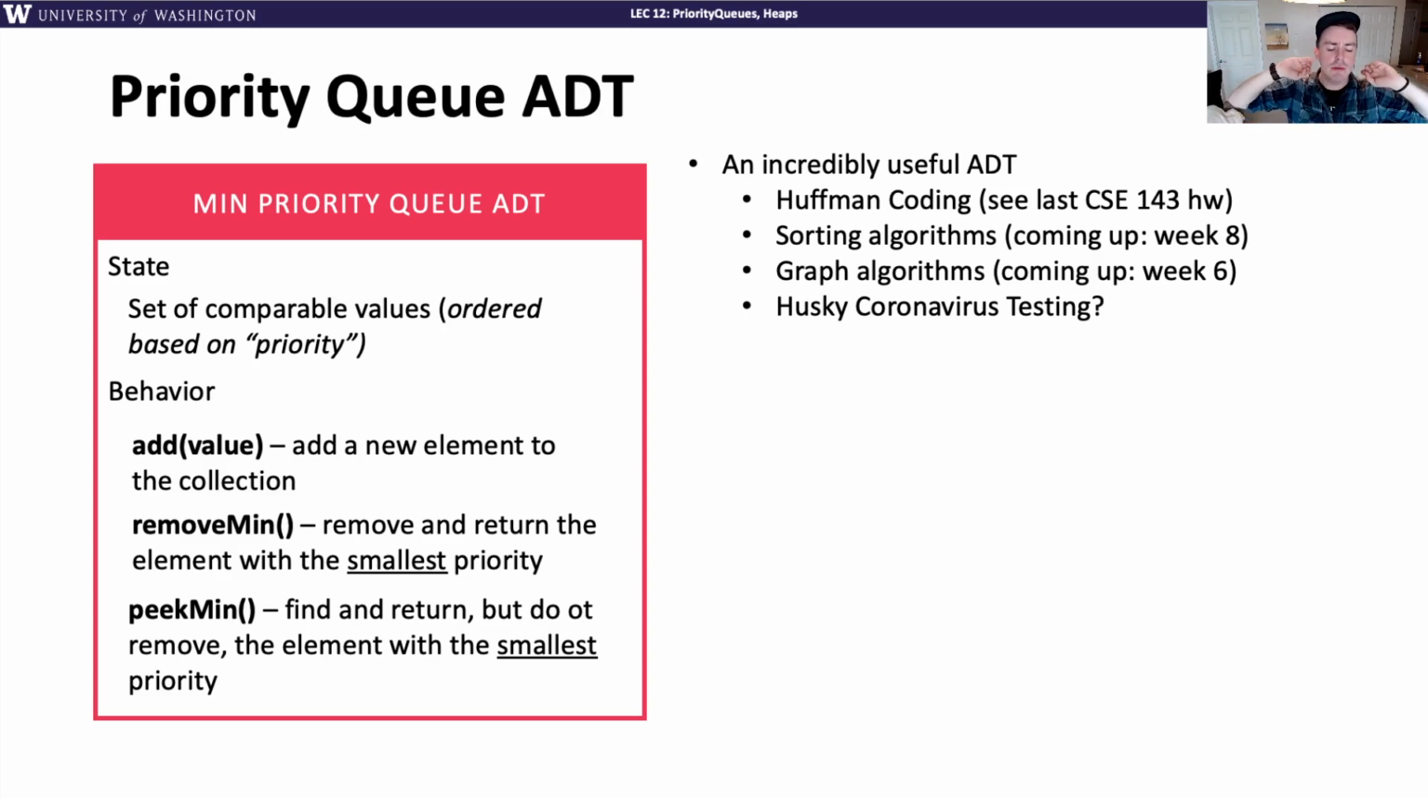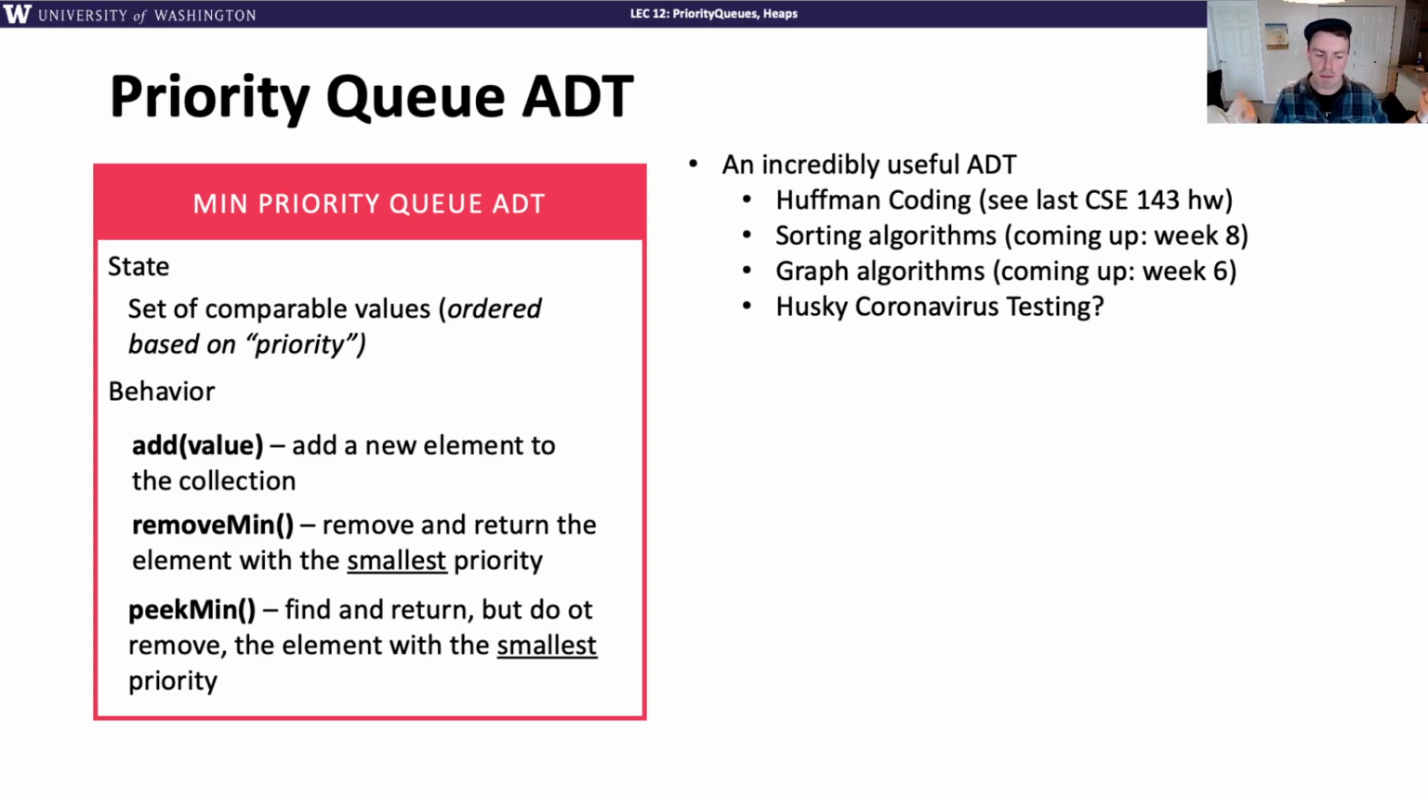This ADT is used all over the place in computer science. If you took CSE 143 here, you actually saw a priority queue in our Huffman coding assignment. It was the last homework assignment of 143. It's also going to show up a lot of times in future weeks of this course when we talk about sorting algorithms, and also when we talk about these things called graph algorithms. A graph is essentially a social network. And whenever you want to do algorithms on them, a very popular type of algorithm uses this PriorityQueue ADT.